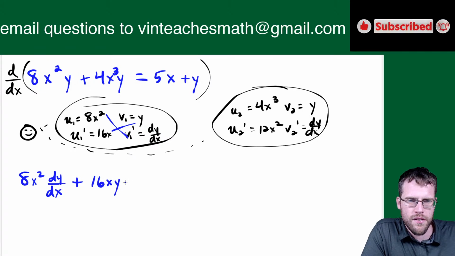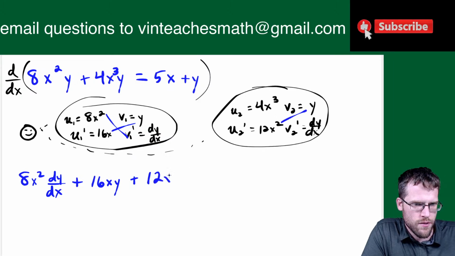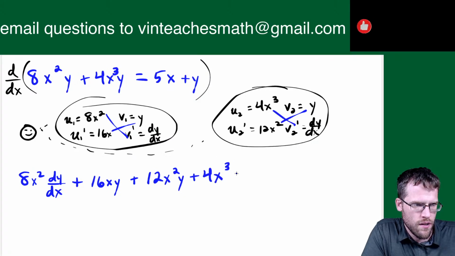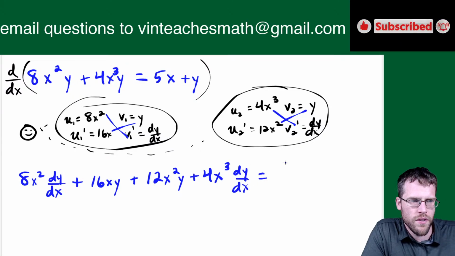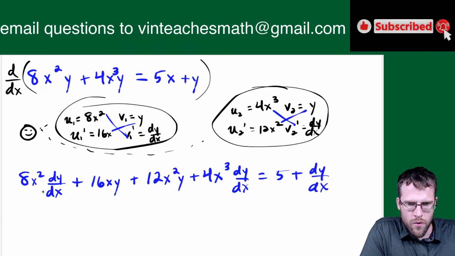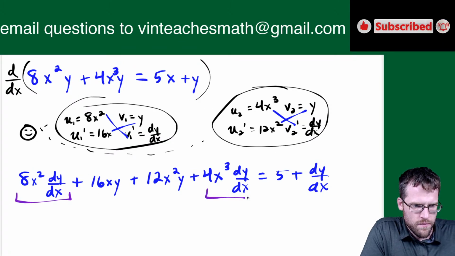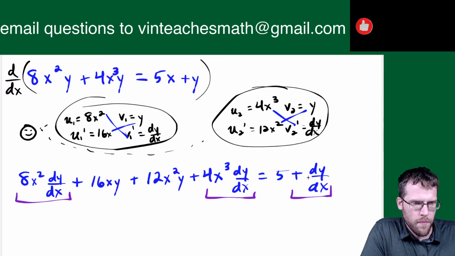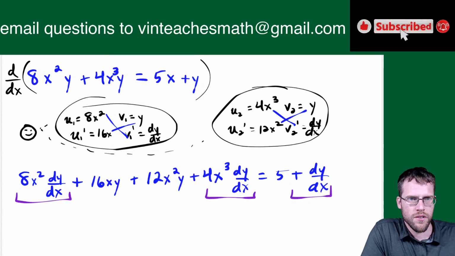All right, so we have this plus 12x squared y plus 4x to the third dy/dx equals, and then on the right side, the derivative is 5 plus dy/dx. So your goal is to get all the dy/dx terms together. You need these three things together, and then everything else belongs together. So you do a little bit of algebra. I would subtract the 5.